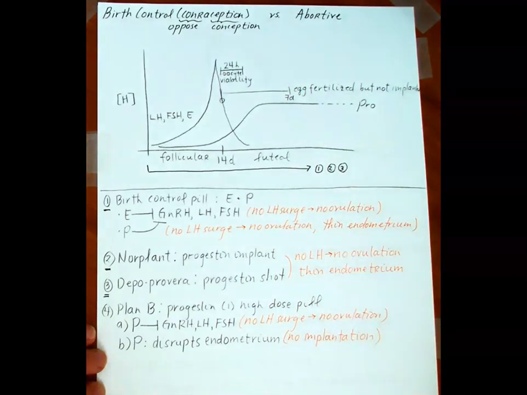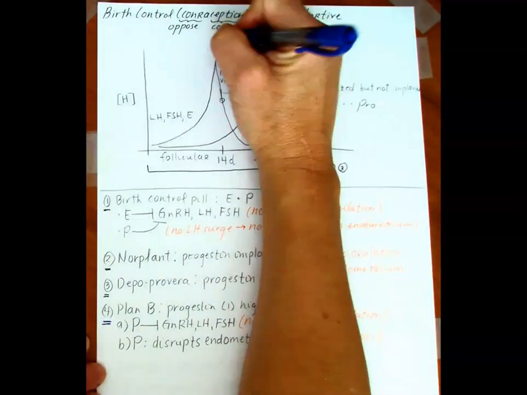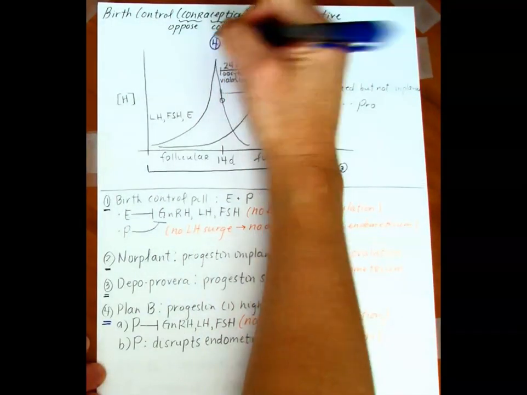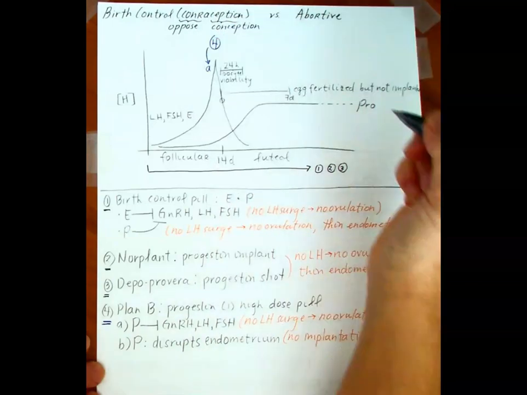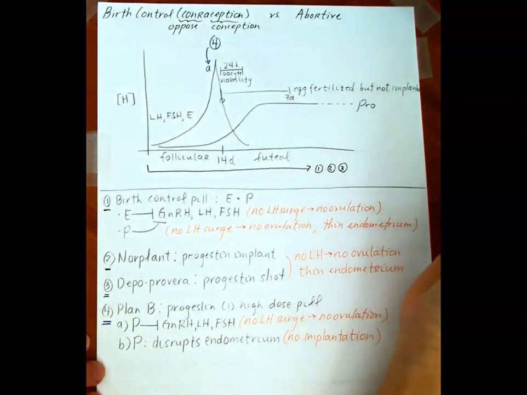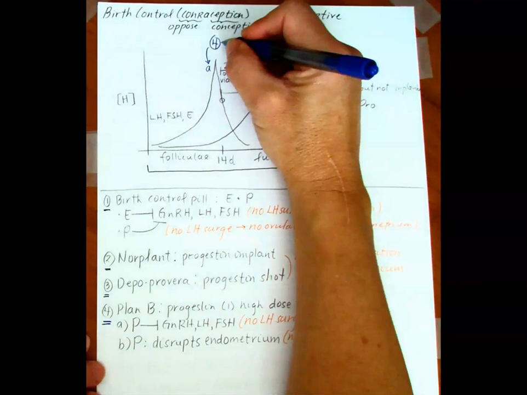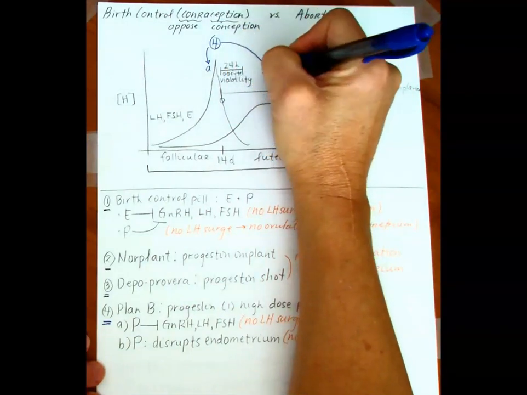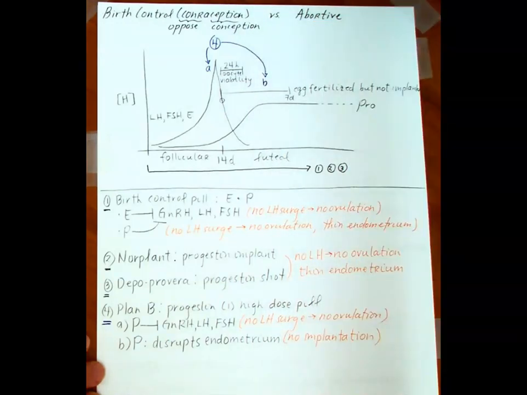Now let's draw where Plan B acts on our graph. So here, this is number 4. This is Plan B. Remember, Plan B acts as a birth control by negatively feeding back on the HPG axis if it's taken prior to ovulation. But if you take it after, this is anywhere post ovulation, it is now acting as an abortive if you have formed a zygote.